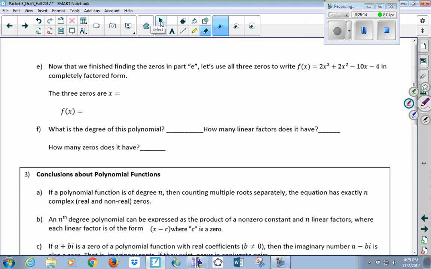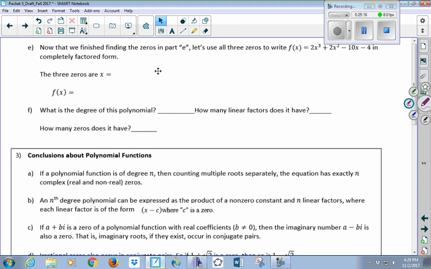Okay, so it says now that we have finished finding the zeros in part E, let's use all three zeros to write this polynomial in completely factored form. So our zeros are (-3 minus the square root of 5) over 2, I'm going to put that all in parentheses, (-3 plus the square root of 5) all over 2, and the number 2. So my leading coefficient was 2. That was the greatest common factor in this case.